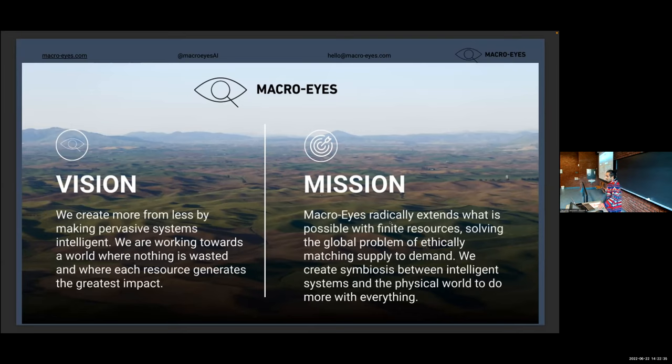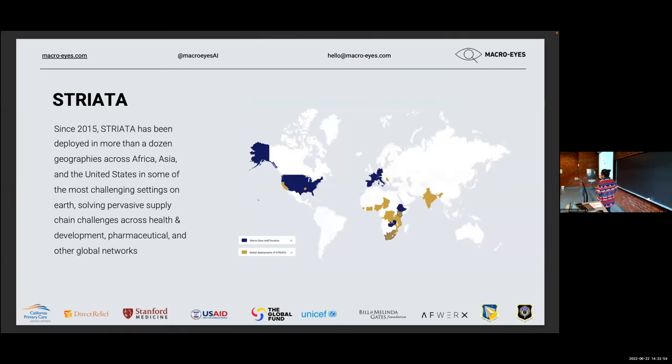I will talk mainly about our work in global health, but we are working on transforming supply chains in basically every type of supply chain: in agriculture, environment, education and industry. Striata is our core product, a platform that I will go through in the next slide, showing you the functionality of our product. But here is a map of the deployments that we have with different governments in Africa, Asia, and also the United States. In dark blue, you can see our staff, who are also distributed all over the world, and we are a fully remote company.